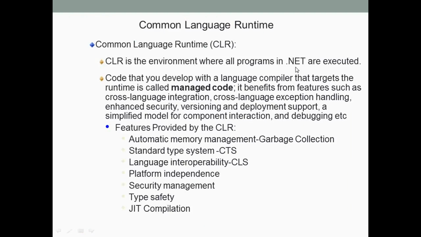Now, as we have already discussed the common language runtime, let us understand a bit more. CLR is basically the environment where all programs in .NET are executed. The code that you have developed with a language compiler that targets the runtime is called managed code. There are two types of code available. Number one, managed code. Number two, unmanaged code. Managed code is the code executed in CLR, and the code which executes directly on the operating system is known as unmanaged code.